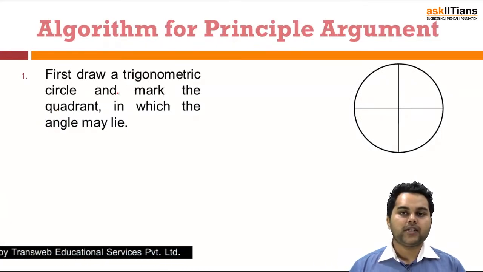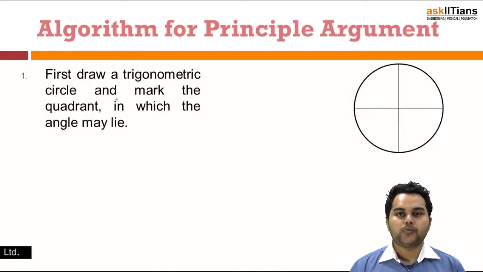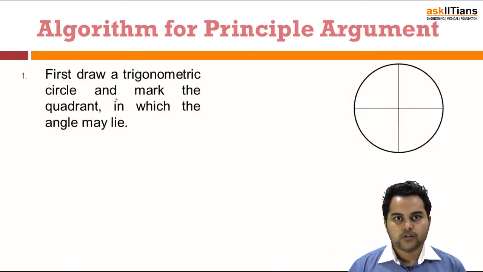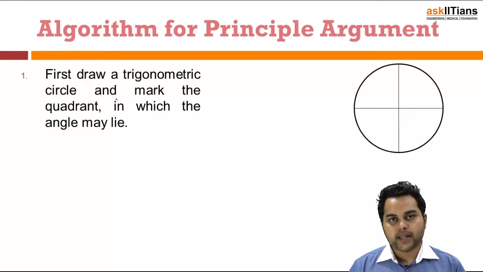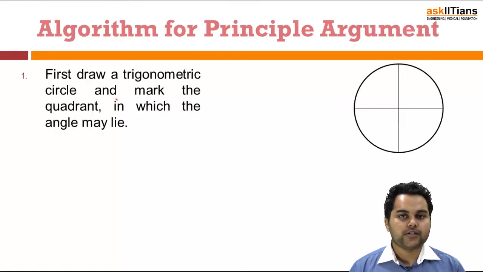Now, algorithm for finding the principal argument. Principal argument is basically the principal solution or the value of the angle that shall be less than 180 degrees or pi, and that shall lie in the first rotation itself, in the first circle itself. So algorithm is, first draw the trigonometric circle and mark the quadrants in which the angle may lie. So that will be according to the equation that we have or the question that we will be dealing with.